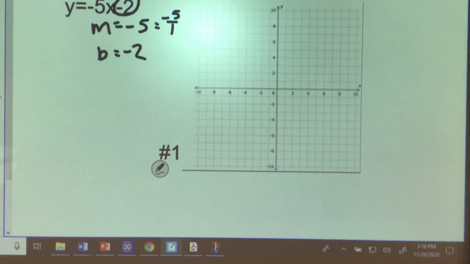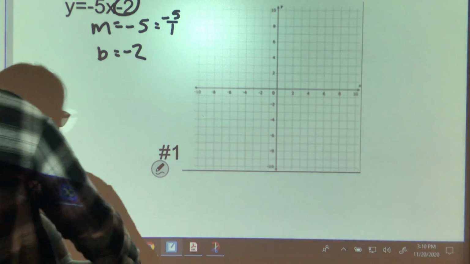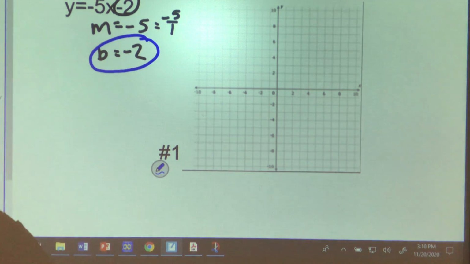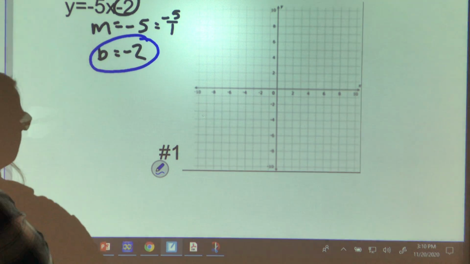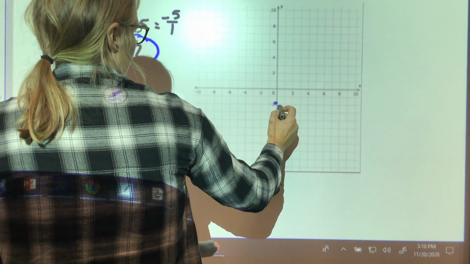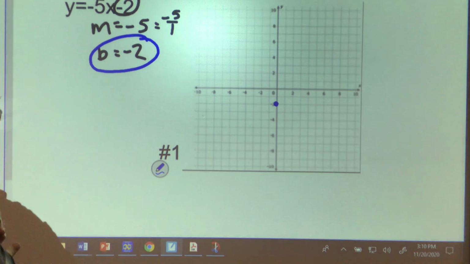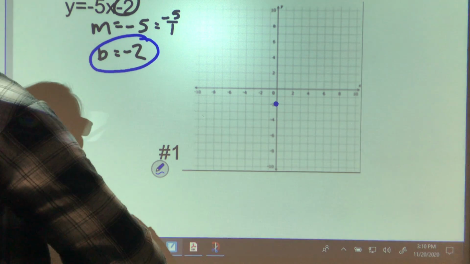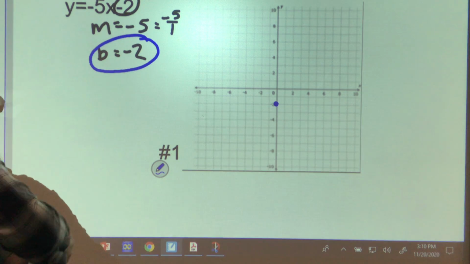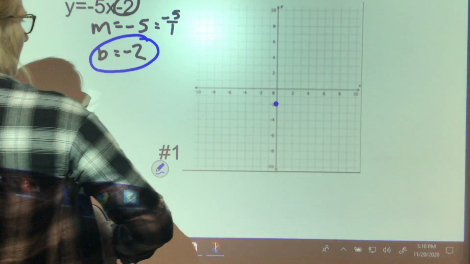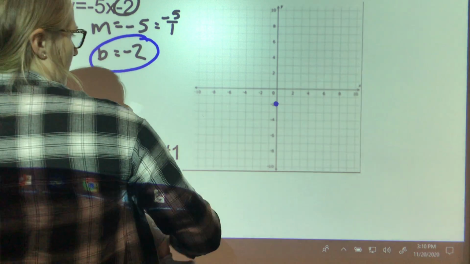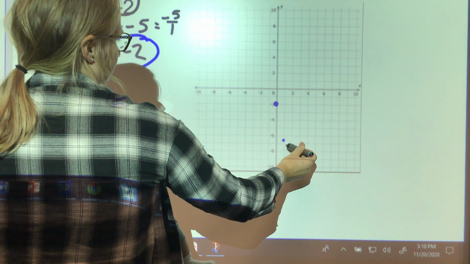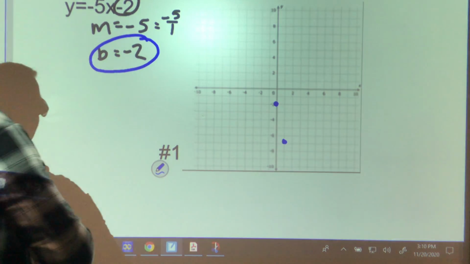So now that we have those two things, we can go ahead and graph our line. So the first thing we're going to plot is our y-intercept. This is always the first. Okay, so our y-intercept is -2. So I'm going to go over here and write it -2, put a mark. Next thing we're going to do is you have to have at least 2 points to make a line. So we're going to use our slope to help us find the next point. So -5/1 means that we have to go down 5 and then to the right 1. So we're going to go down 1, 2, 3, 4, 5, and then to the right 1. And that point right there would be the second point on our line.